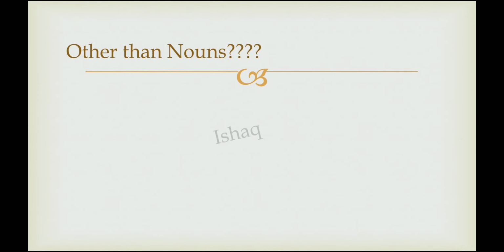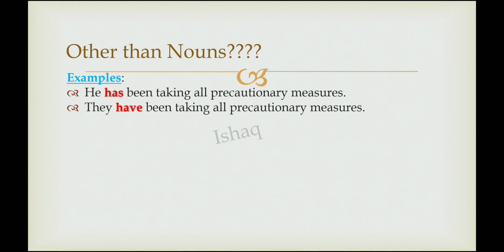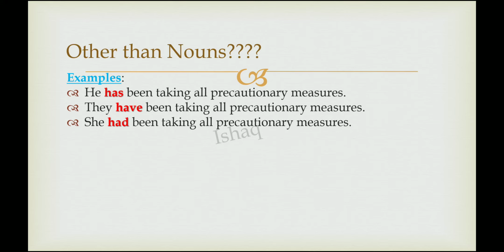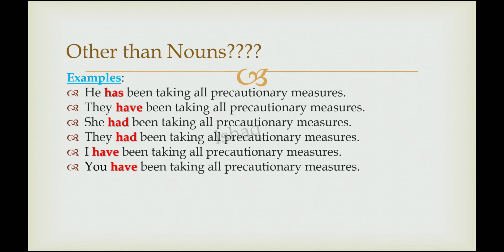So till now what we have seen is the subject is a noun, like the apple, apples. So other than nouns, how to identify which have form I should use in the exam? Let's see some examples. He has been taking all precautionary measures. Here the subject he is not a noun but a pronoun. And they have been taking all precautionary measures. And she had been. So all these subjects, other than nouns, are pronouns. So a subject can be either a noun or a pronoun.